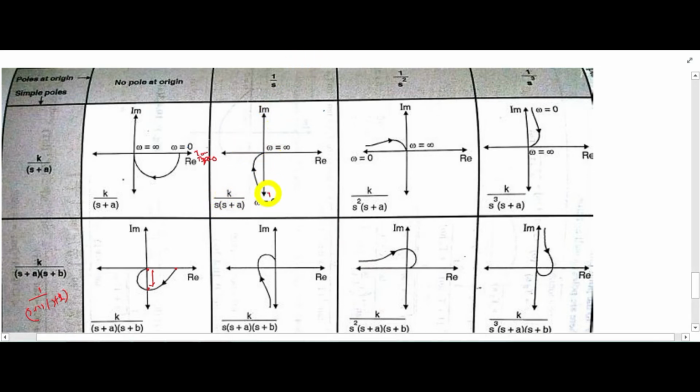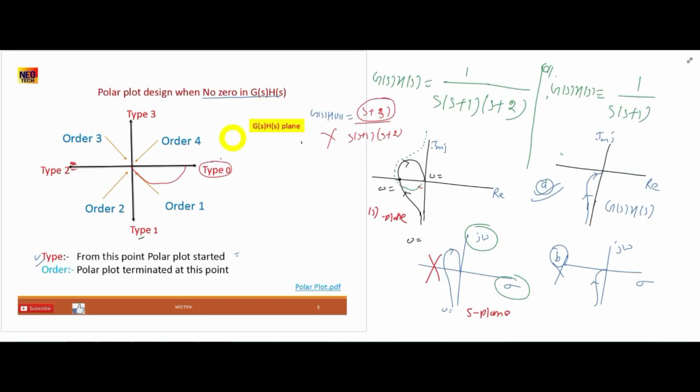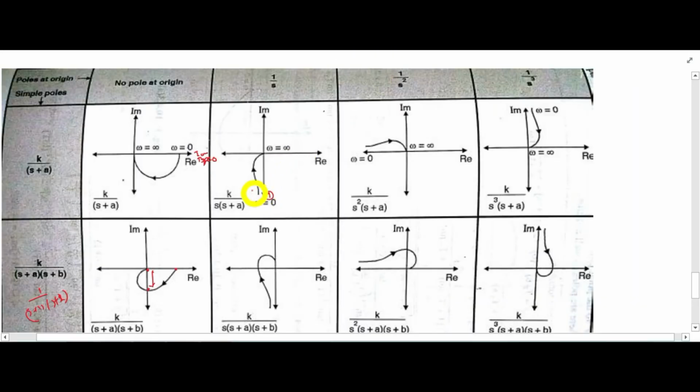The plot starts from this point, and what is the order of the system? Due to order 2, our polar plot will be terminated at this point. Means our polar plot goes and terminates at this point. I will calculate omega equal to 0 and omega equal to infinity in a coming lecture, but again I am repeating, I am only going to see how the approximate polar plot looks like.